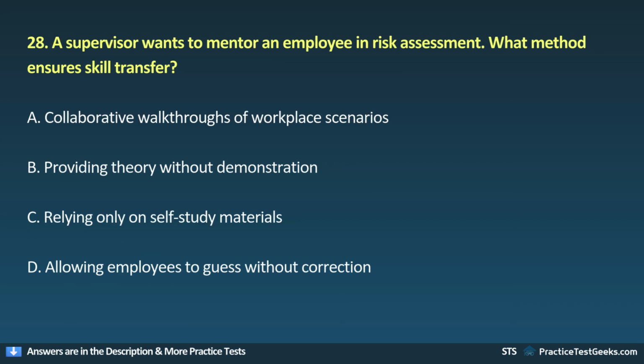28. A supervisor wants to mentor an employee in risk assessment. What method ensures skill transfer? A. Collaborative walkthroughs of workplace scenarios. B. Providing theory without demonstration. C. Relying only on self-study materials. D. Allowing employees to guess without correction.